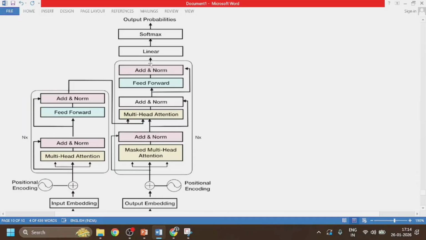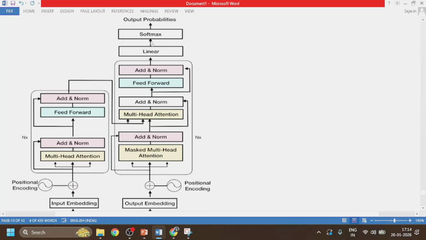Okay, so these vectors are not words. The linear layer maps them to vocabulary size. So softmax converts this into a probability. Okay, so here I'm going to explain again.